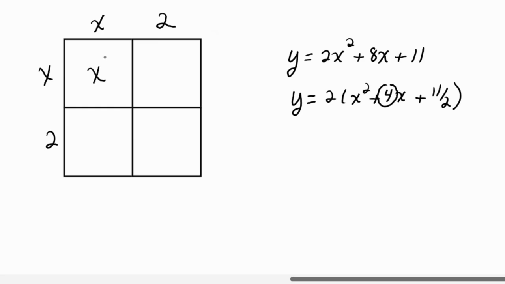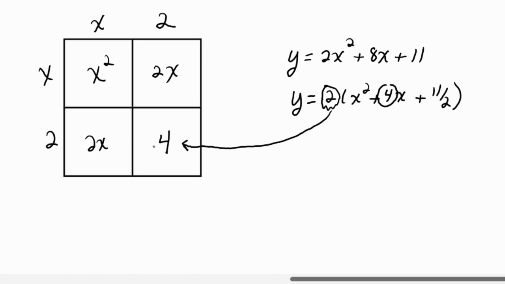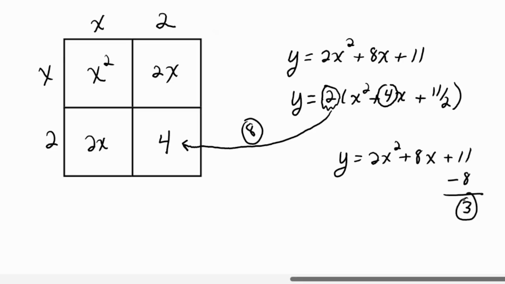So we would get x squared, 2x, 2x, and then 4. Now, when we go back and subtract our number, we can't subtract 4 from 11 because we have to remember that we factored out a 2. So we take the number we factored out and multiply it by our constant 4, so we get 8. That means when we take our original 2x squared plus 8x plus 11, we now have to subtract 8 from that, and then our constant would be 3.